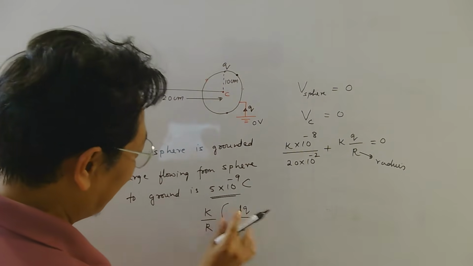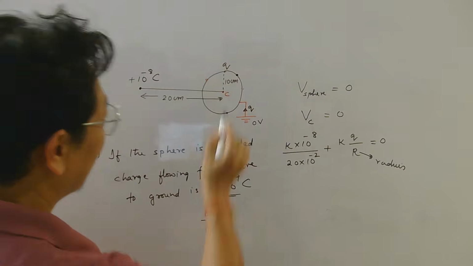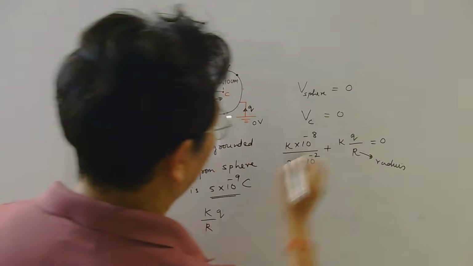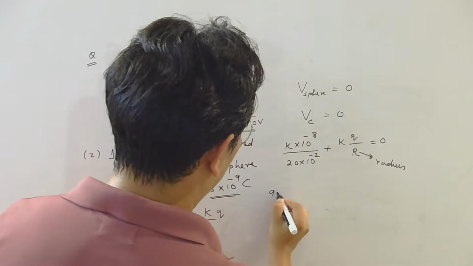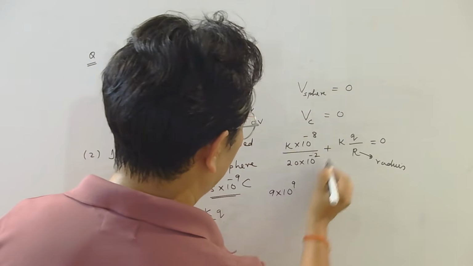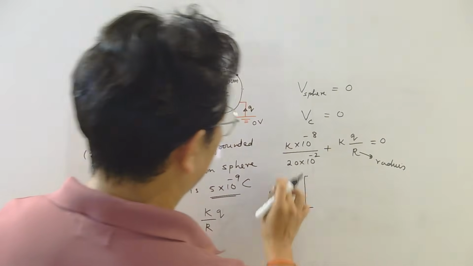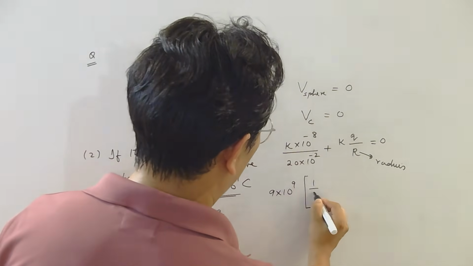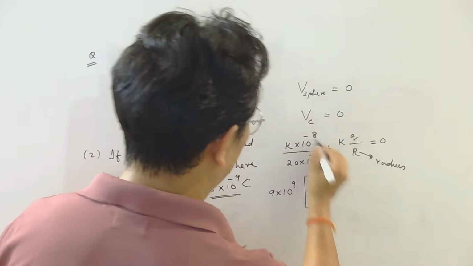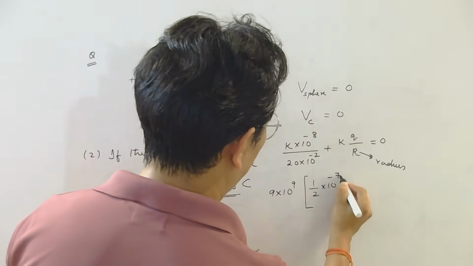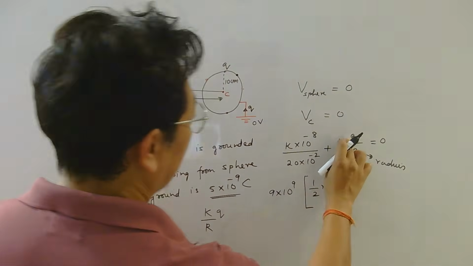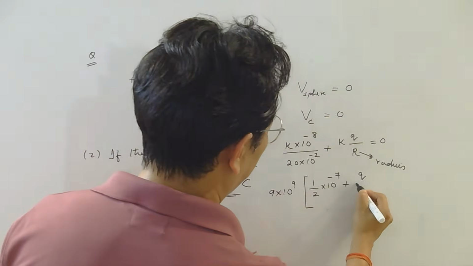And if you integrate dq, you will get the total charge on the sphere, which is Q. Okay. Now let's calculate this. K value, I can take 9 into 10 power 9 outside. This will be 2 into 10 power minus 1. So 1 by 2 into 10 power minus 1 will go plus 1, 10 power minus 7. Plus, remember, K I took outside, and this Q we don't know.